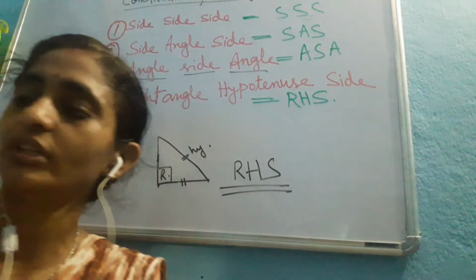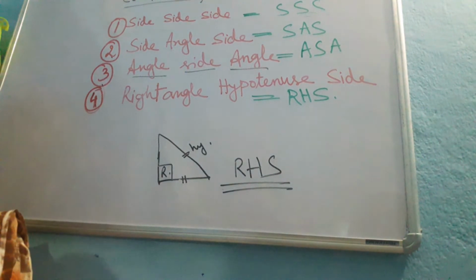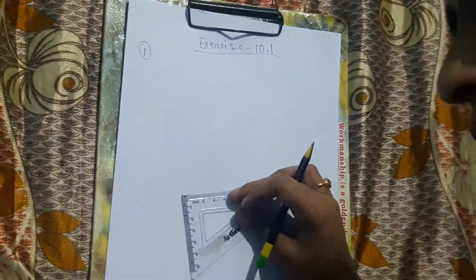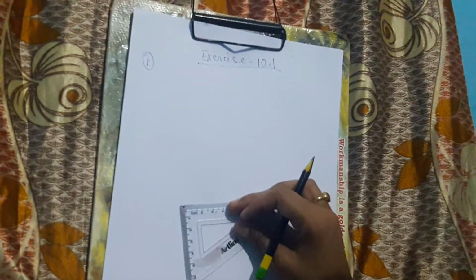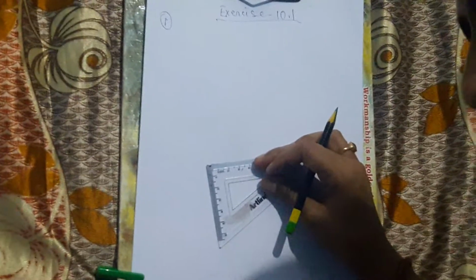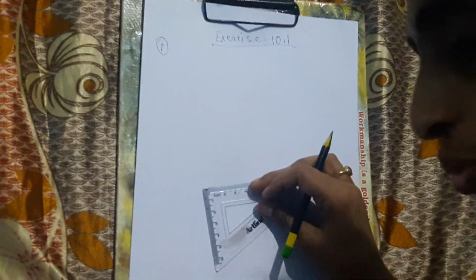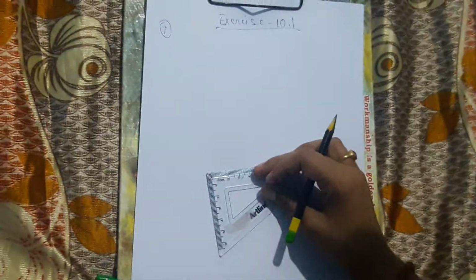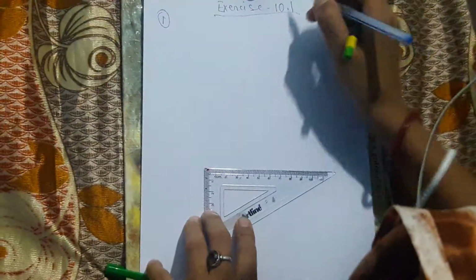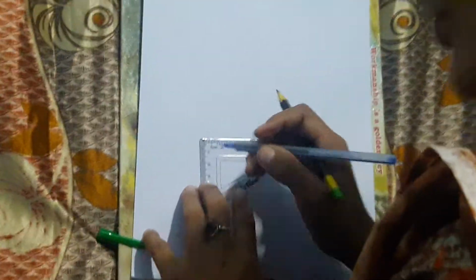Okay, today we will work with the side, side, side congruency criterion. Here let's take an example from your book, exercise 10.2. We will work with that, and all the questions I will solve here, and you must follow the same to do in your notebook also. Let's come to that question.